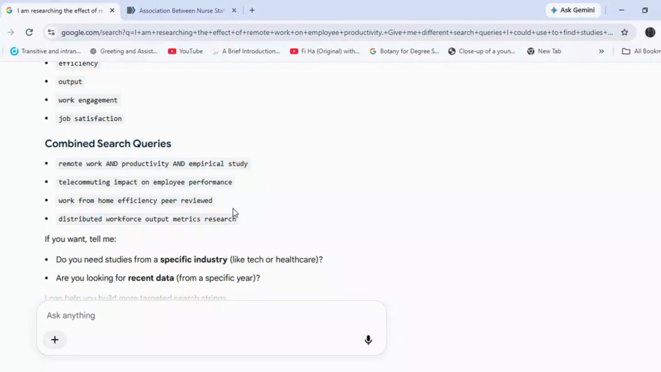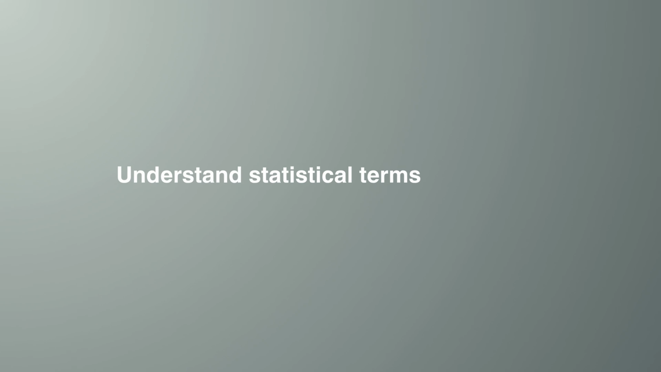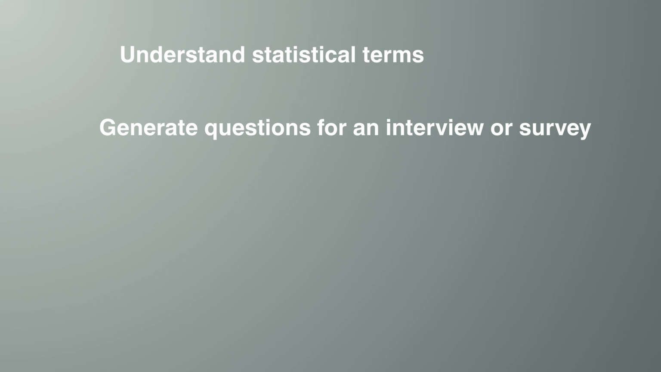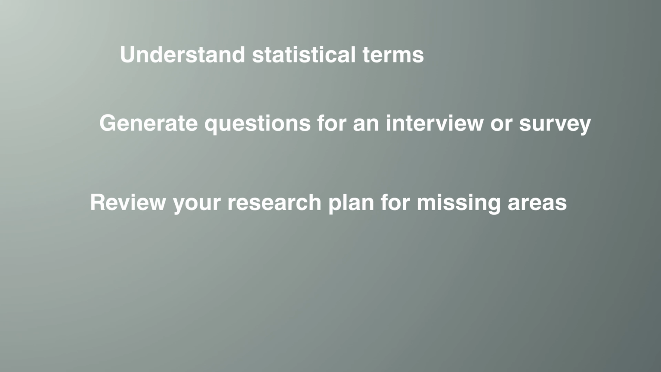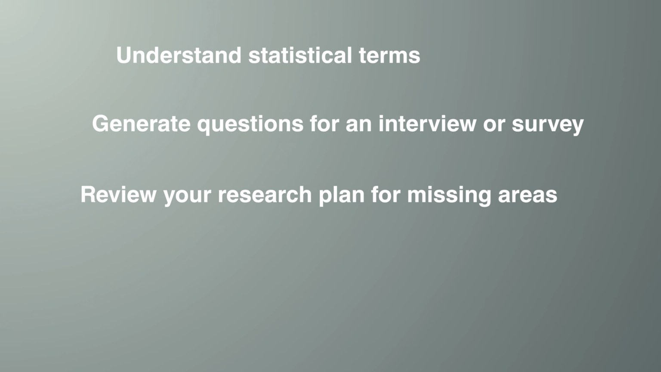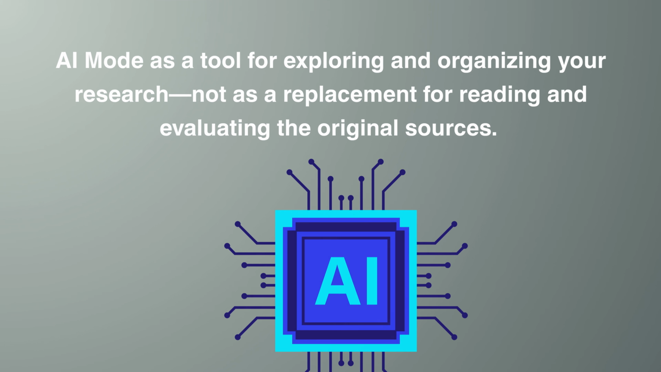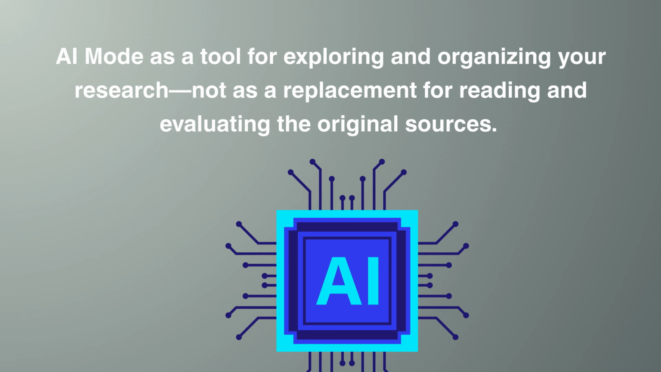find relevant studies. I have shared just some methods, but you can use Google AI Mode in many different ways throughout your research. For example, use it to understand statistical terms, generate questions for an interview or survey, and review your research plan for missing areas. The key is to treat AI Mode as a tool for exploring and organizing your research, not as a replacement for reading and evaluating the original sources.